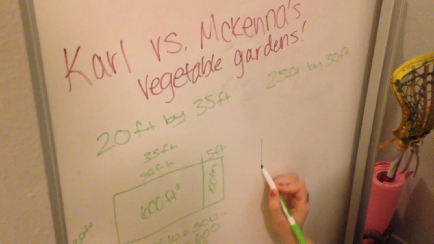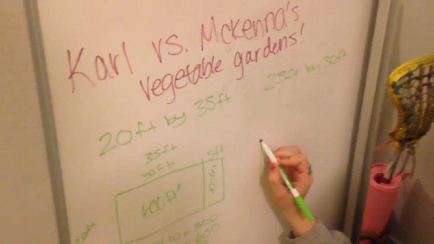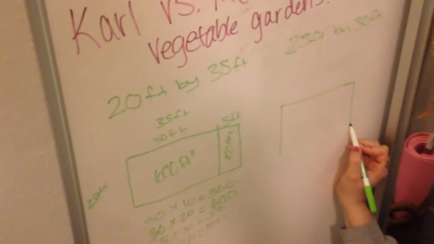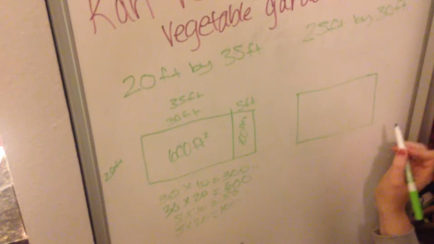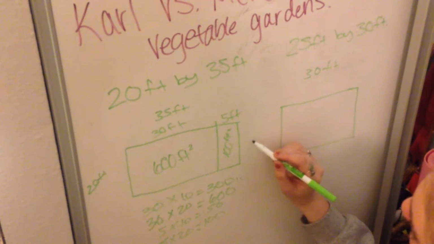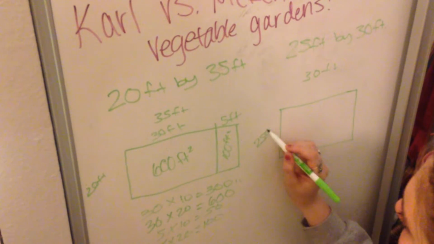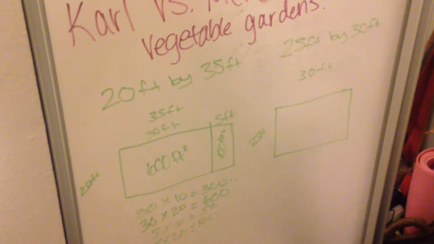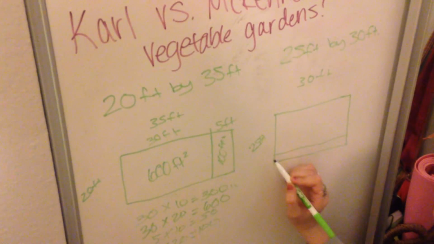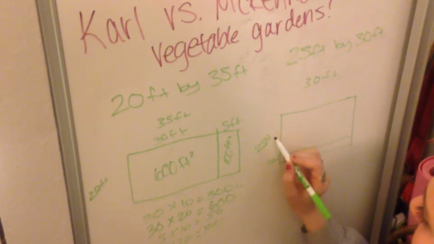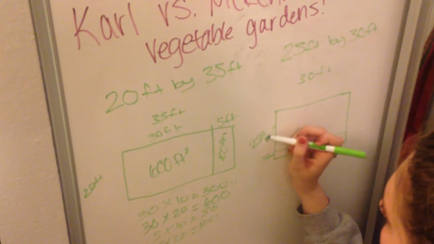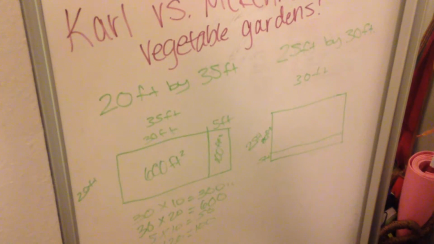Now let's move over to Mckenna's garden. I'm going to draw a similar rectangle, but this time it's going to be 25 feet tall by 30 feet wide. So we got 30 feet and we got 25 feet. So this time I'm going to break up the 25 foot side. So we can break that into 20 and 5. So there's 5 feet and there's 20 feet. We'll leave the 30 how it is.